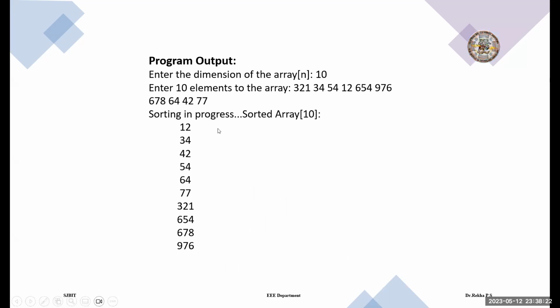Now, the output of the program we did: the array dimension entered is 10. Ten elements have been entered in this fashion. Then sorting in process, this information is printed during the sorting. How many elements did you enter? 10 elements. See how it started. You have entered the values at random, but they are sorted here, in ascending order. This is the output of the program.